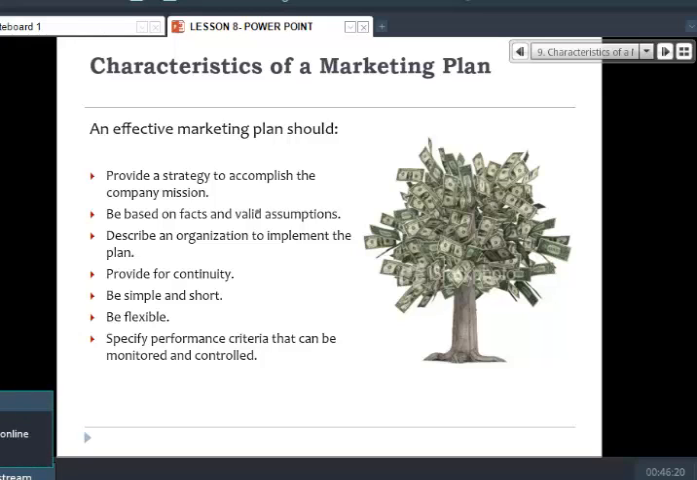Be flexible, be simple and short. Don't make it very complex, in order for the whole staff and the top management to have a full understanding. Be flexible, and specify performance criteria that can be monitored and controlled. As I told you before, the marketing plan must be measurable.